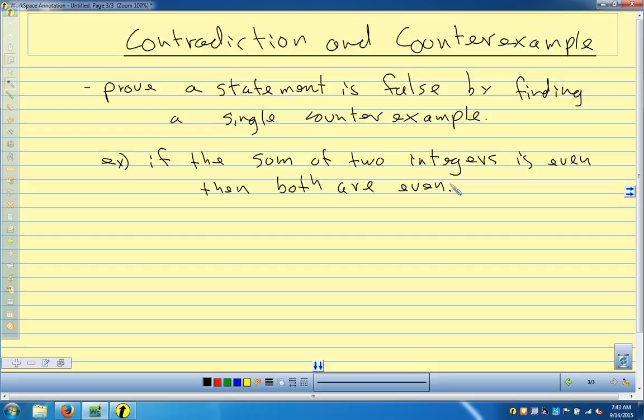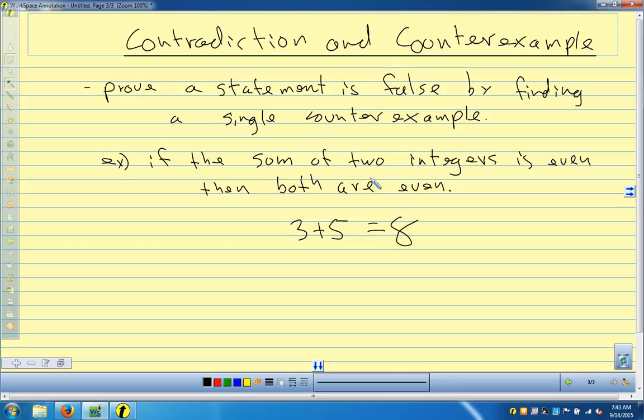So that's my proposition. Because 2 plus 2 is 4, 2 plus 4 is 6. So when our sum is even, then both of them have to be even. What do we do to disprove this? Add 2 odds. What am I going to add? 3 and 5. We just talked about it, right? 3 plus 5 equals 8. That disproves that proposition. That's all we have to do.